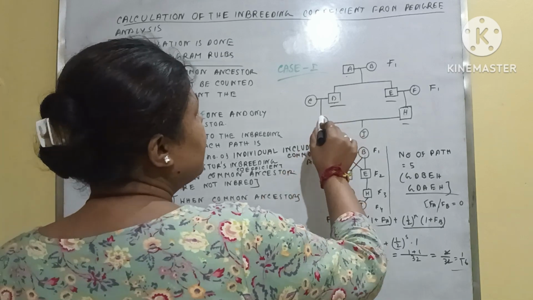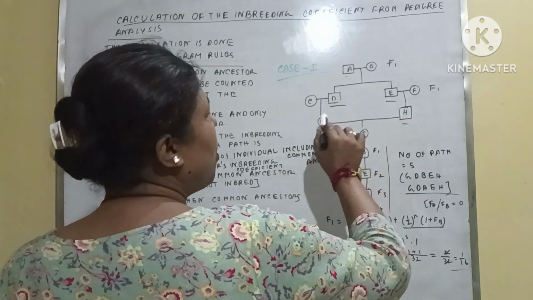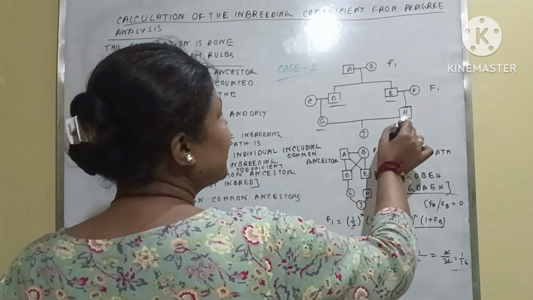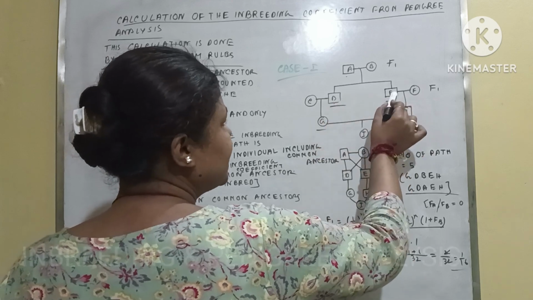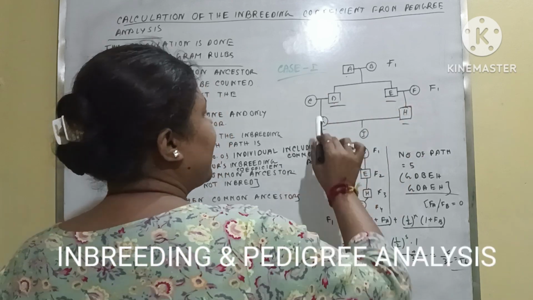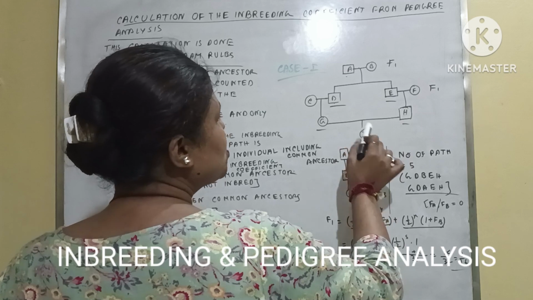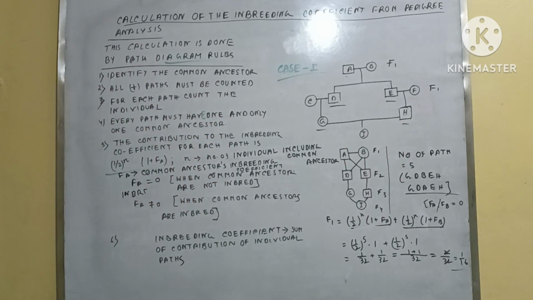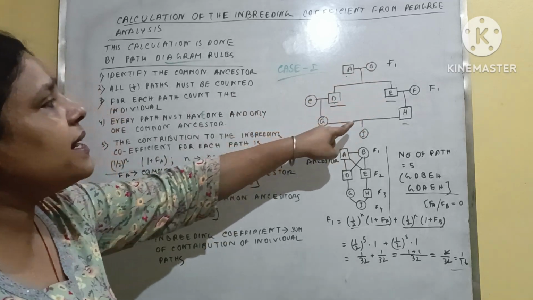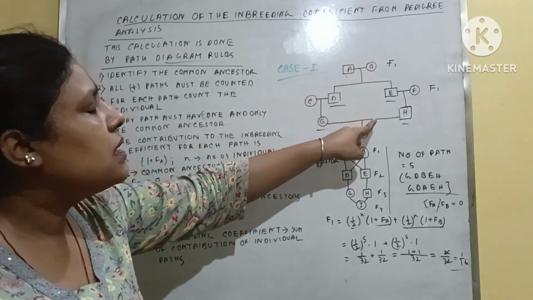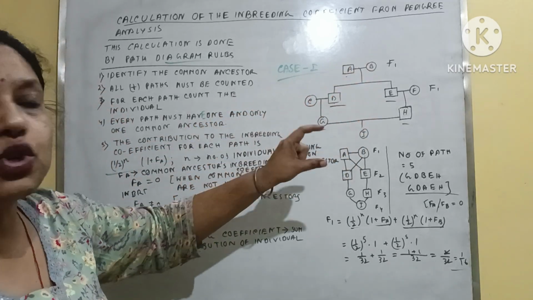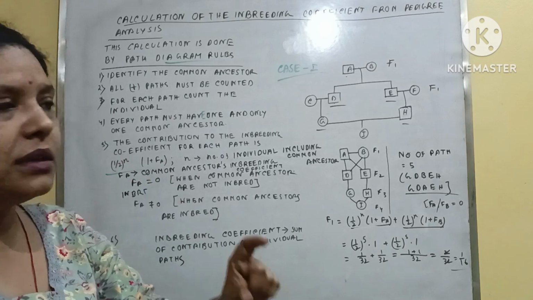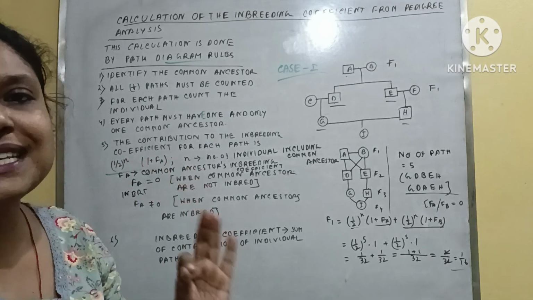Then G and H are also directly linked with D and E, and from G and H, I is also linked. So for this pedigree tree, first you have to draw a short path by which we can easily calculate this F1 value.